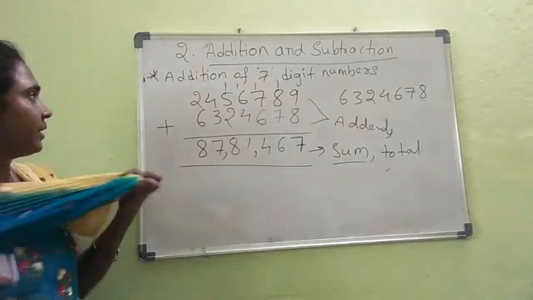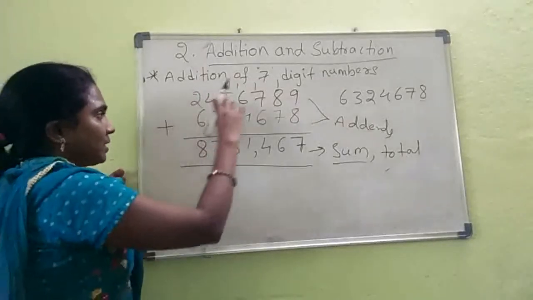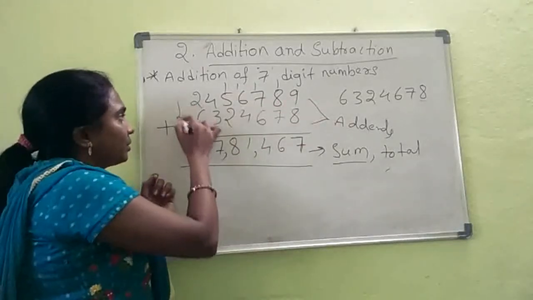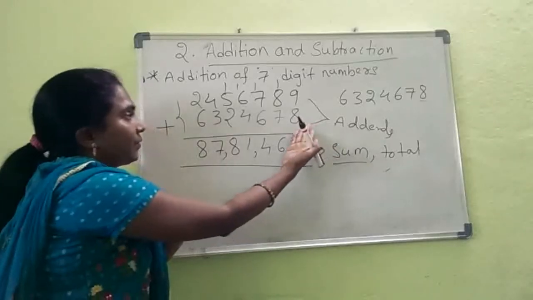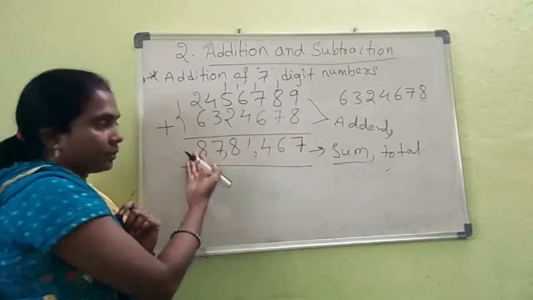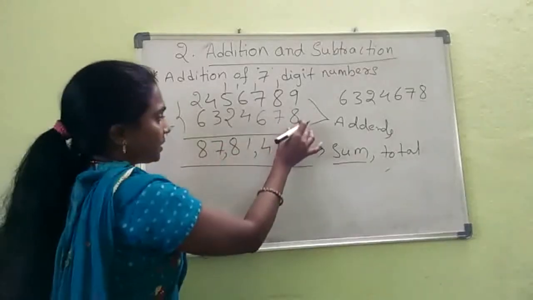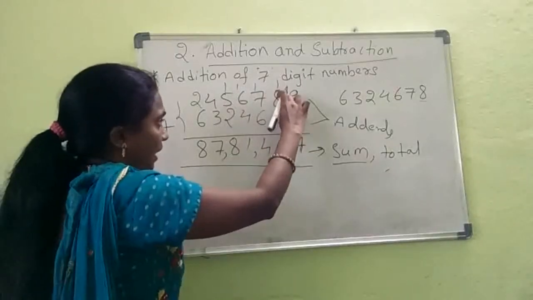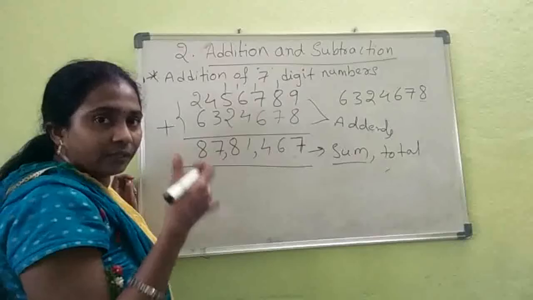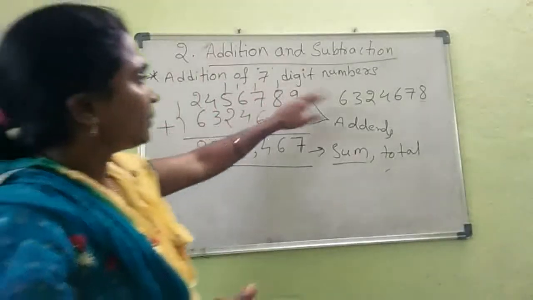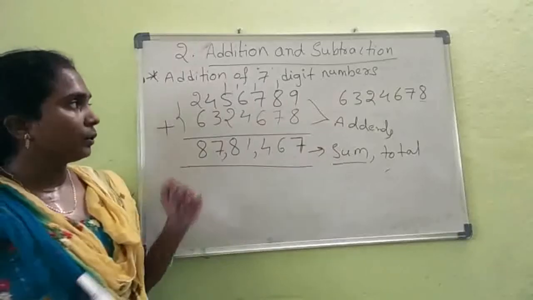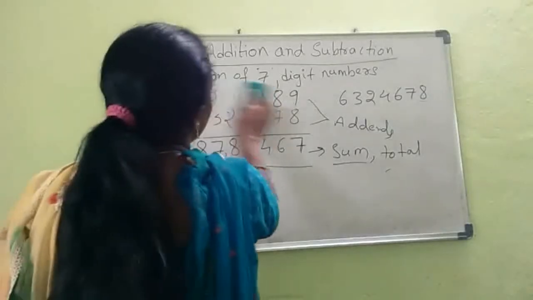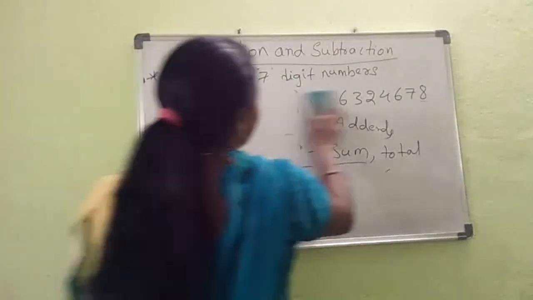I hope it is clear. 7-digit number. First, you need to place the two numbers properly, that is ones place digit under ones place only, right? Placing of the two numbers properly, then start the addition from right side to the left side. Okay, if you get a 2-digit number, you need to write 1 digit here, 1 digit as a carry forward, and add these two and the carry digit, whatever you get, right? This is the addition of 7-digit numbers, right? I hope it is clear, right?